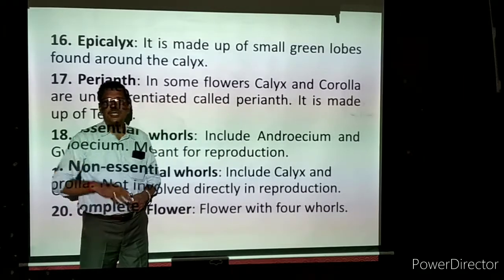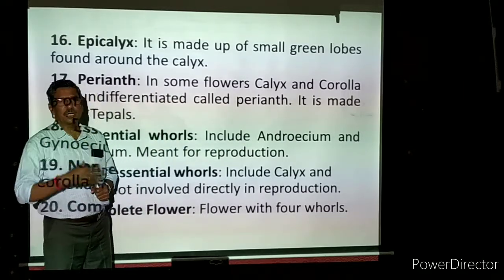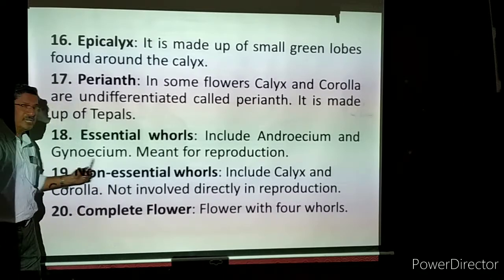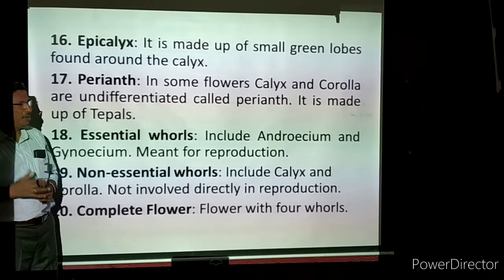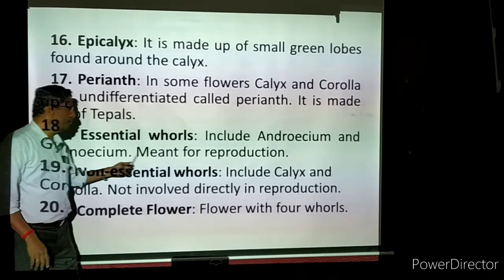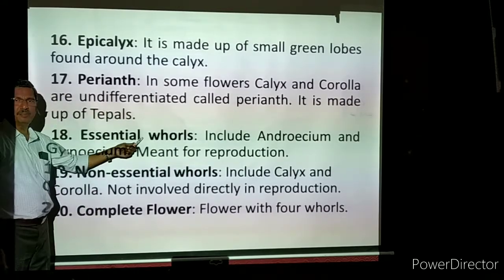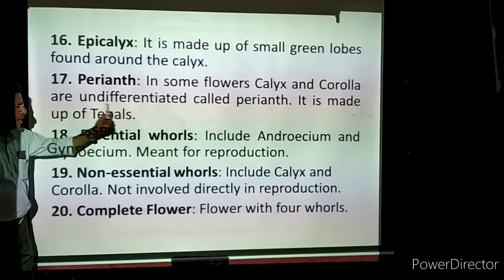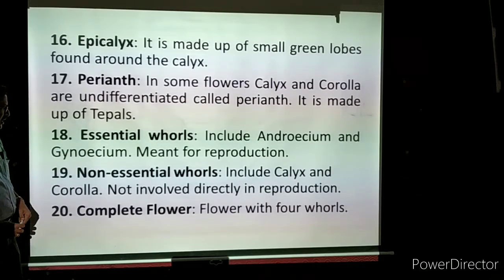Androecium is producing pollen grains, male reproductive cells. Gynoecium is producing ovules, female reproductive cells. So they are very, very important for reproduction. So androecium and gynoecium are essential whorls.